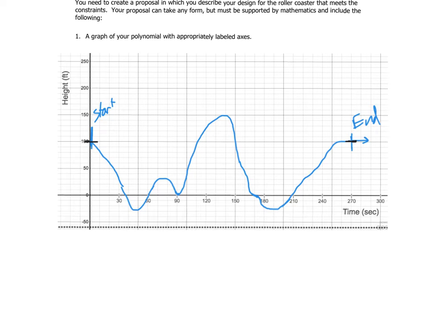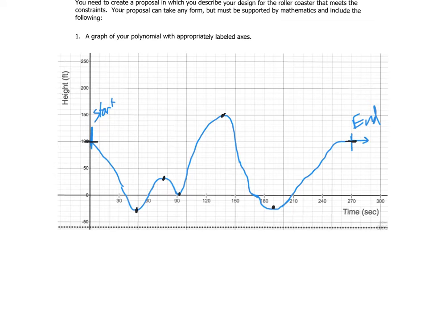So it talks about at least 3 relative maximums and minimums. Well, here I have a minimum, a maximum, another minimum, another maximum, and another minimum. So I have more than enough here. You could put in as many as you want. They only want 3, and I got 1, 2, 3, 4, 5.